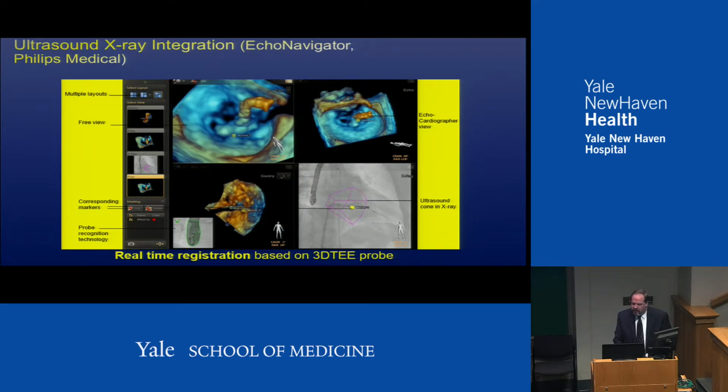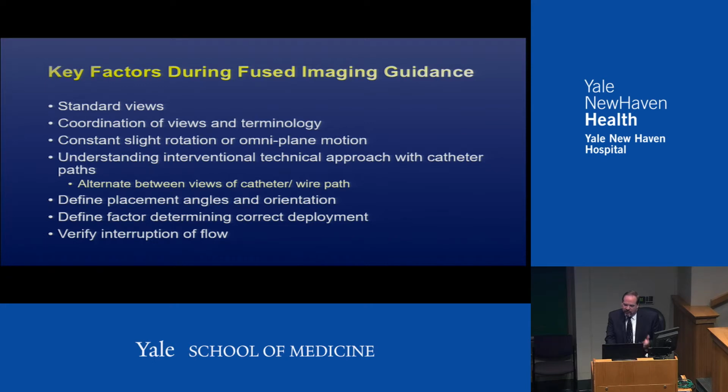You have 3D on the left, upper right, you can compare it to, and then the fluoroscopic images, and I'll show you some true images here in a minute, in which we register the data, show the fluoroscopic view, so we track the 3D TE head, and then as it moves in the fluoroscopic image, we can do the 3D imaging. So there are key factors for doing fused imaging: standard views, coordination of the terminology when we're doing this, optimal rotation so we don't move around too much, and then understanding of the technical approach, what we want to do with the catheters, alternate views, wire paths, placement of angles and orientations, and then factors for determining correct deployment.